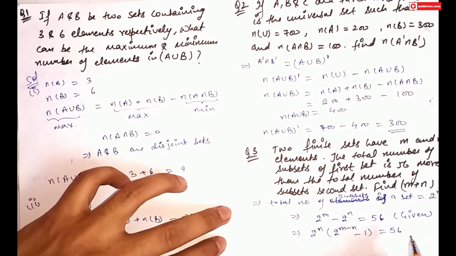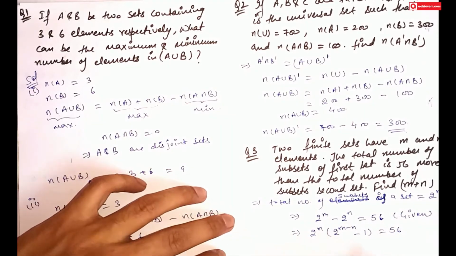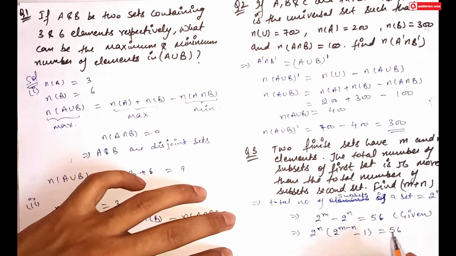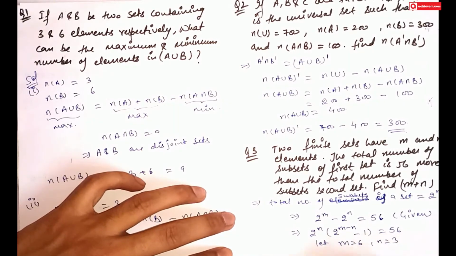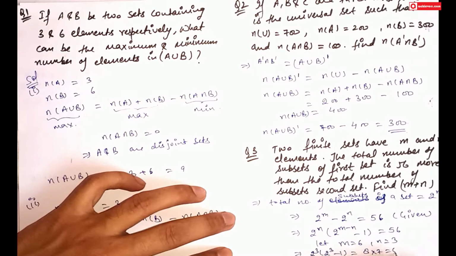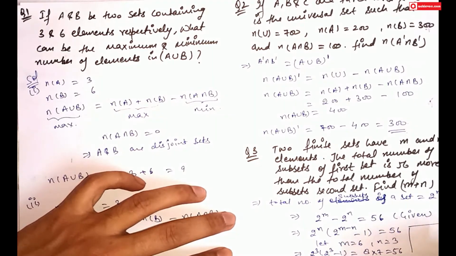So what will be the value of m? We have to assume a value of m and n. So we can assume that m is equal to 6 and n is equal to 3. So what will be the value? 2 raised to the power 3 times 2 raised to the power m minus n, which is 3, minus 1, that is equal to 8 into 7, that is equal to 56. So this will give our result. So what will be m plus n? m plus n will be 6 plus 3, that is equal to 9.